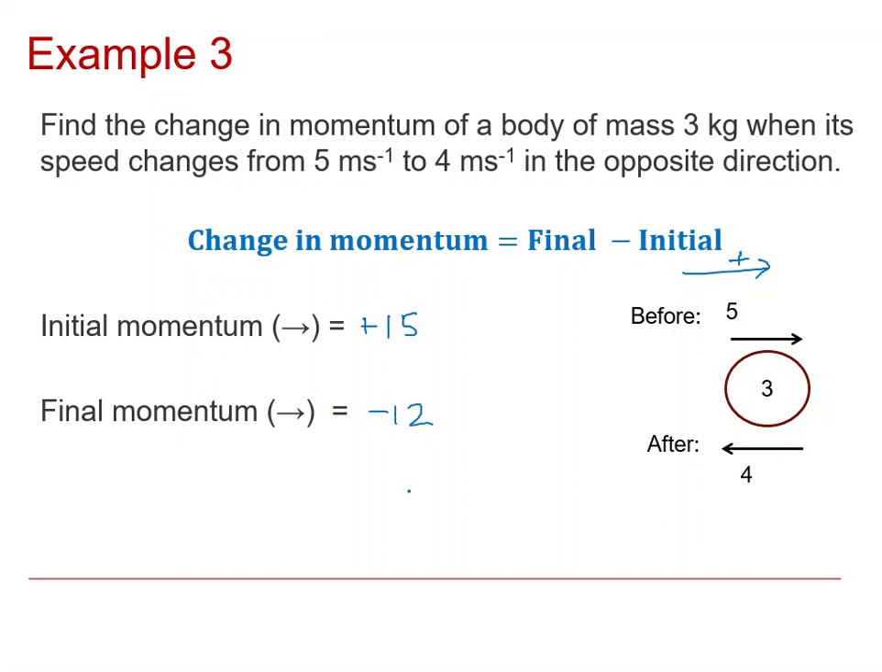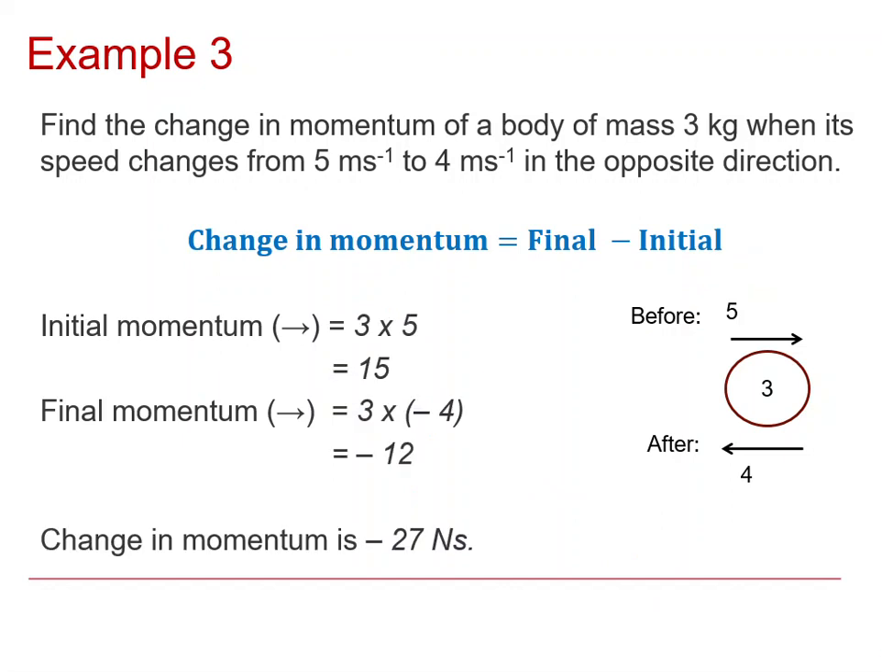So this time the difference is not 3, but 27. And now we've got to be careful about signs. So let's see what happens. We're going to end up with minus 27 because it's the final minus the initial. So that's minus 12 minus 15 is minus 27, and that's with respect to taking positive to the right.